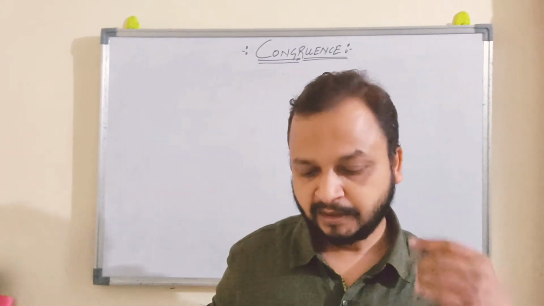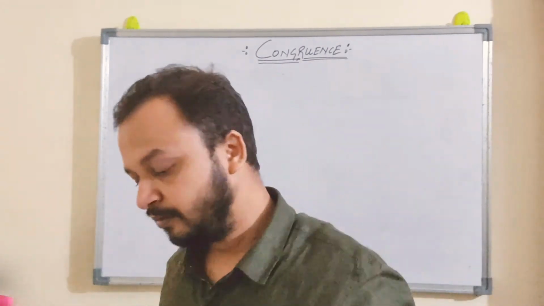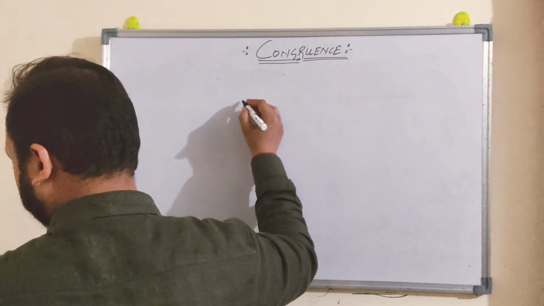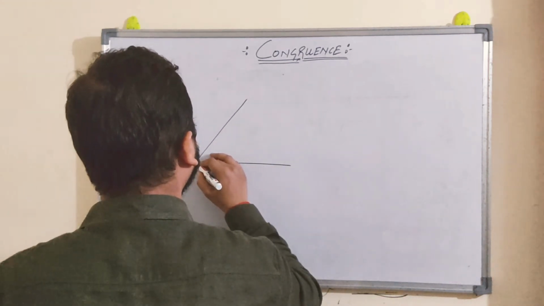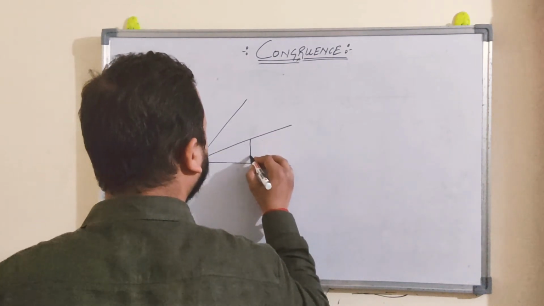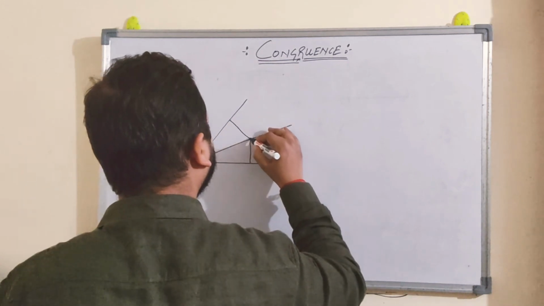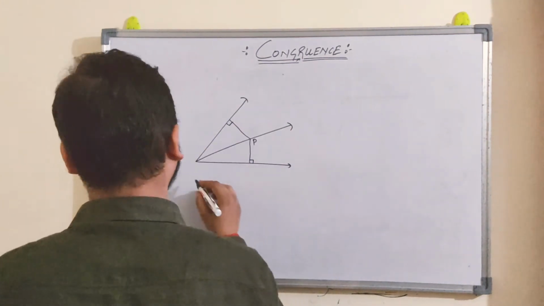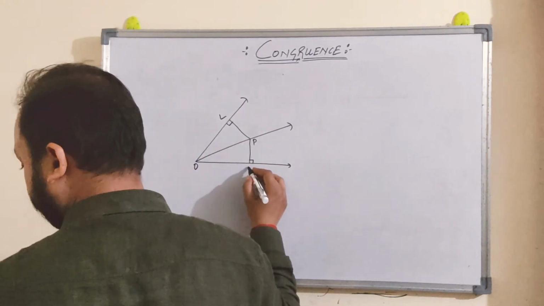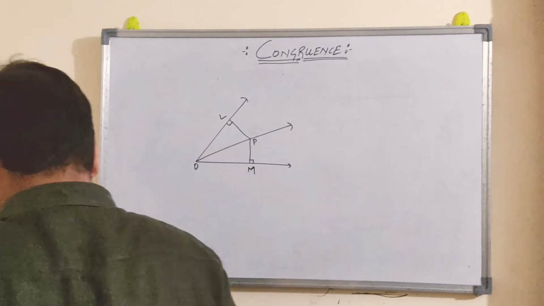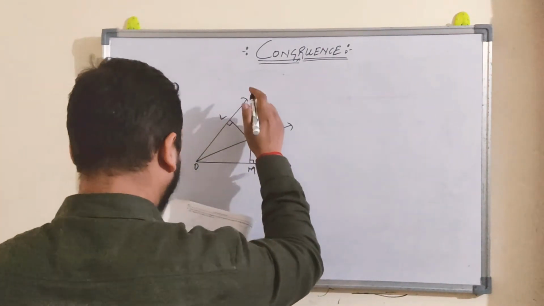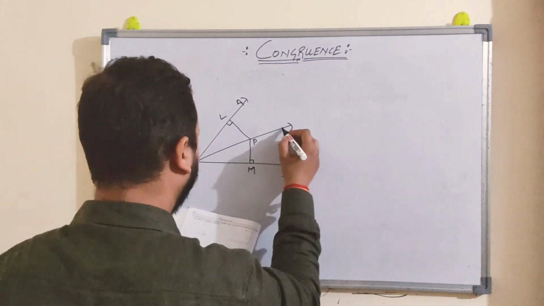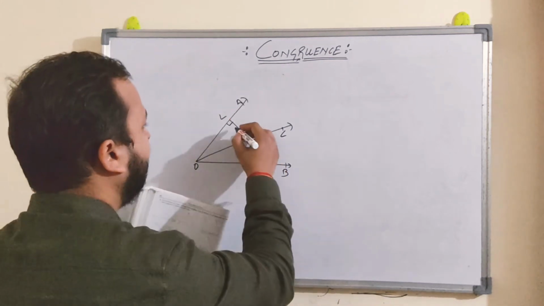In question number 3, in the first figure, it is given that this is P, this is O, this is L, this is M. Here PL is perpendicular to this OA, and this PM is perpendicular to OB, and here it is given that PL is equal to PM.